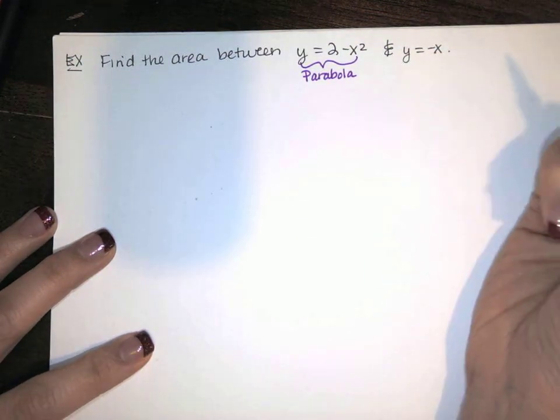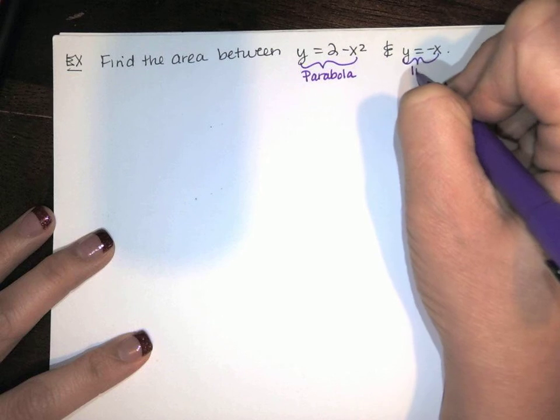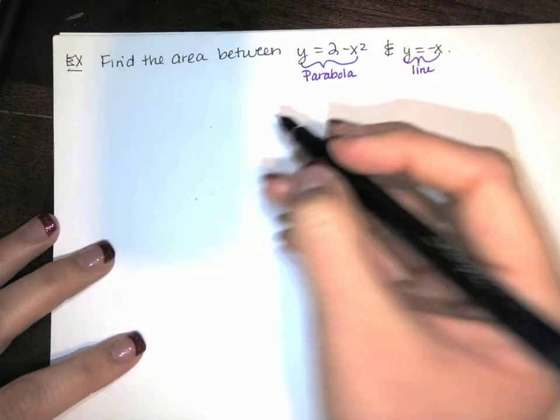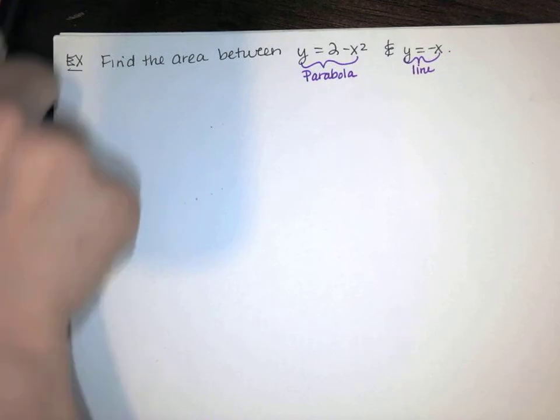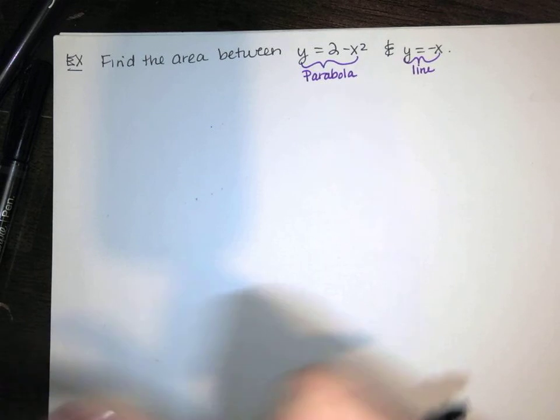And then this is a line. That's y equals mx plus b, where m is -1. So this is a line. So I'm just finding the area between a parabola and a line. The first thing we're going to do for this is to graph the two functions. We always want to start with that.